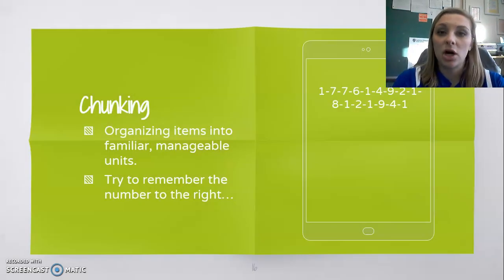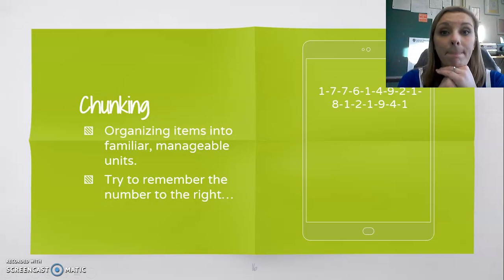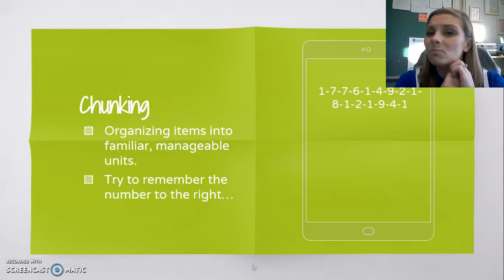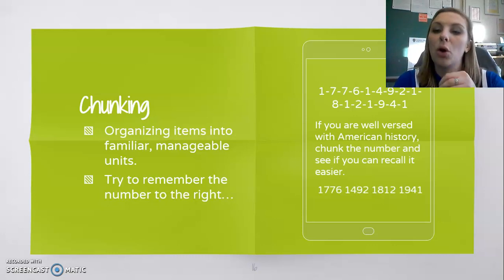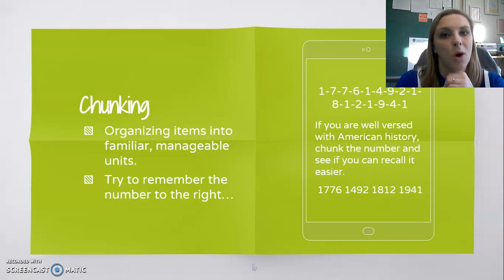Another way to remember things is by chunking. We've talked about this already in our first video, but this is organizing things into either familiar units or more manageable units, okay? So if you try to remember this number on the right, I'm just going to let you look at it. Can you remember them? Probably not so well, right? Like if you close your eyes and you try and remember them right now, you're not going to get them. However, if we chunk them, we're going to recall them better. So 1776, 1492, 1812, and 1941. Some pretty big events in American history, right? Now you can probably remember all of those numbers.